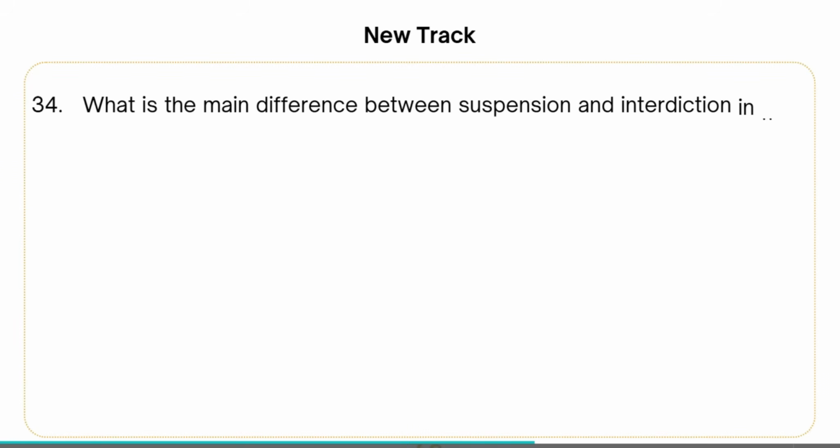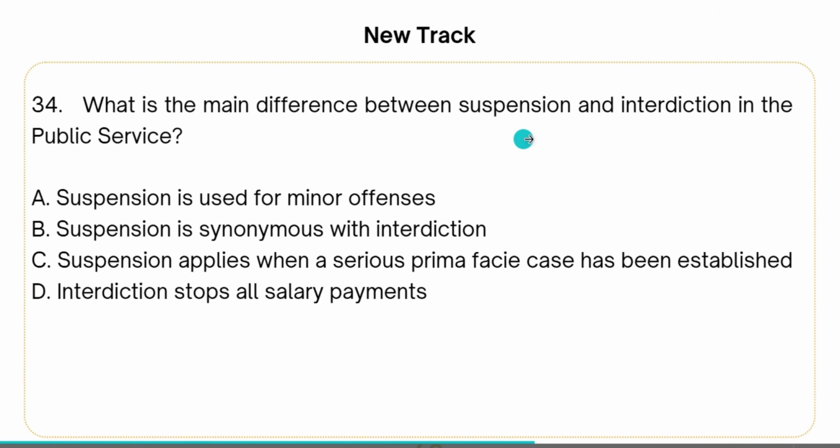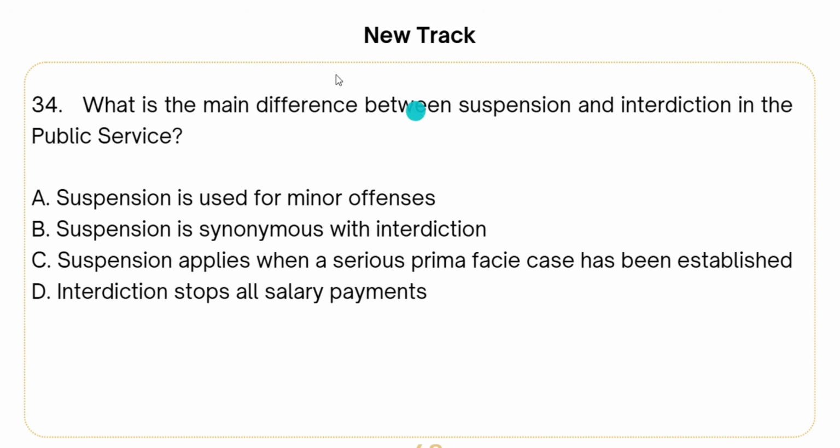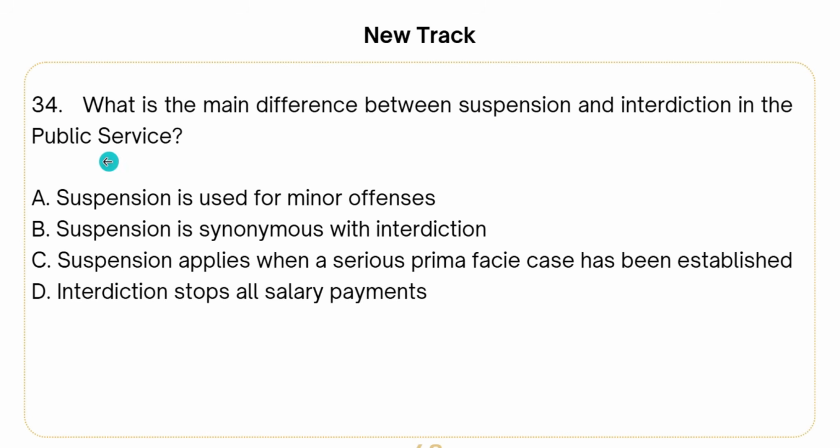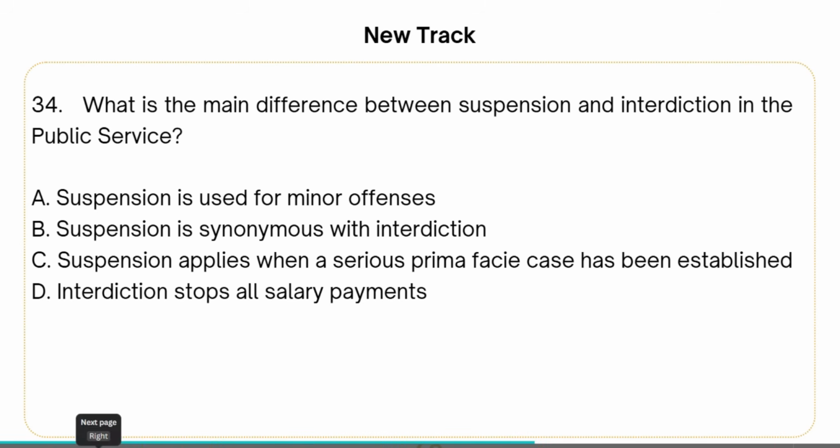Question number 34. What is the main difference between suspension and interdiction in the public service? This is a very important question. A. Suspension is used for minor offenses. B. Suspension is synonymous with interdiction. C. Suspension applies when a serious prima facie case has been established. And D. Interdiction stops all salary payment.